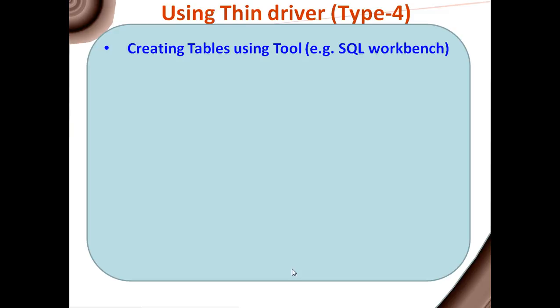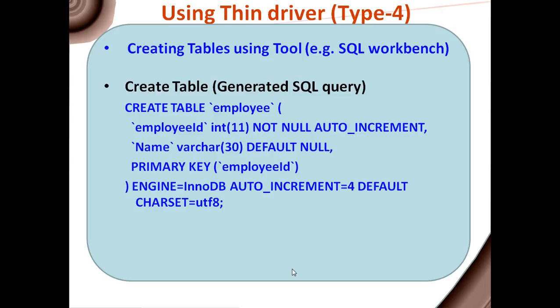So now let's go and understand how to use a thin driver, that is the type 4 driver. As I have shown you in my previous presentation when we were creating the table, I showed you how to create a table using MySQL Workbench, which is part of MySQL. Using a tool like SQL Workbench, you can create a table. When you do that, a query will be generated automatically, and you can save it and use it later. You need not do it manually every time. You can just run this query later as part of automation.